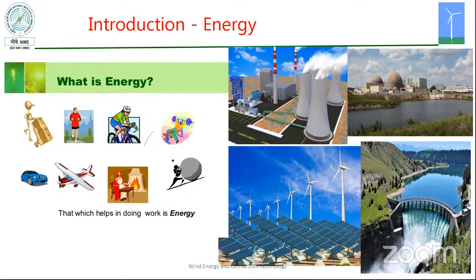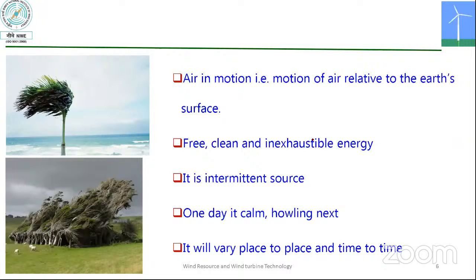So we know that we get energy from different sources, like thermal power plants, nuclear power plants, hydraulic power plants, and also other renewable energy resources. Now we are going to talk about one of the renewable energy sources, called wind energy. So what is wind? Wind is nothing but the motion of air relative to the Earth's surface. At times a very calm wind will be there. Other times, very howling wind speeds may be there.